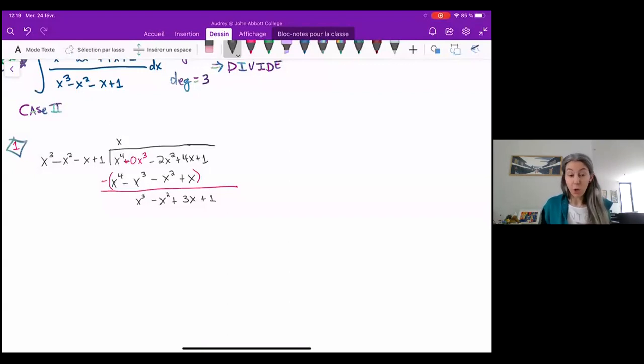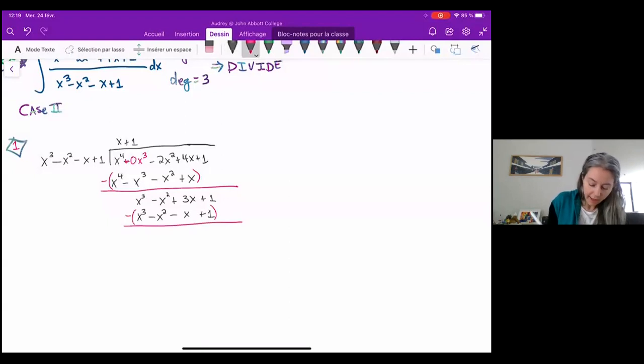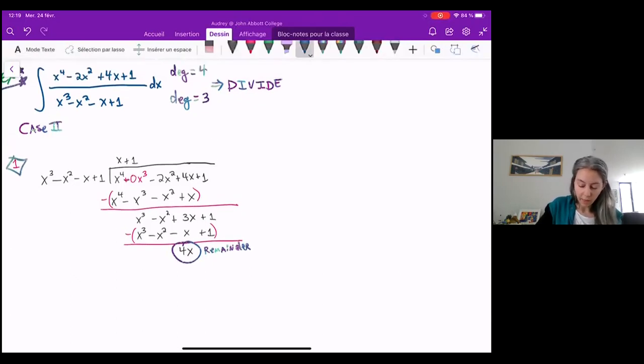And now I want to keep going because the degree is still not less. So now I'm going to do plus 1, and I have x cubed minus x squared minus x plus 1 that I'm subtracting. And I get x cubed minus x cubed, negative x squared plus x squared, and 3x plus x gives me a 4x. And then 1 minus 1, that's 0. So here I stop. This is my remainder. My degree is now less than the original denominator. So I end up with that this is equal to x plus 1 plus 4x over x cubed minus x squared minus x plus 1 dx.